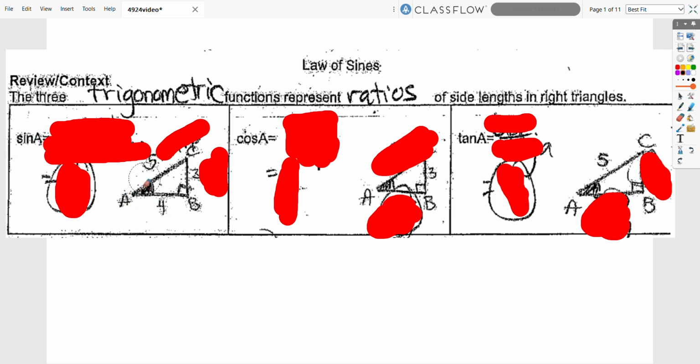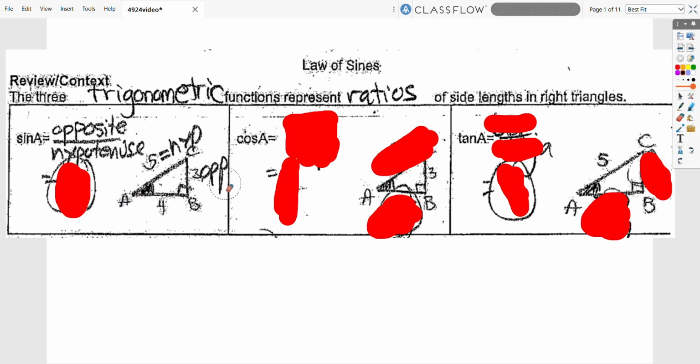Angle A is that spot right there. Sine is the ratio of the opposite side from that angle to the hypotenuse. So in this case, we label opposite, that's the one across from the A, and the hypotenuse is always across from the right angle, and so it's 3 over 5.